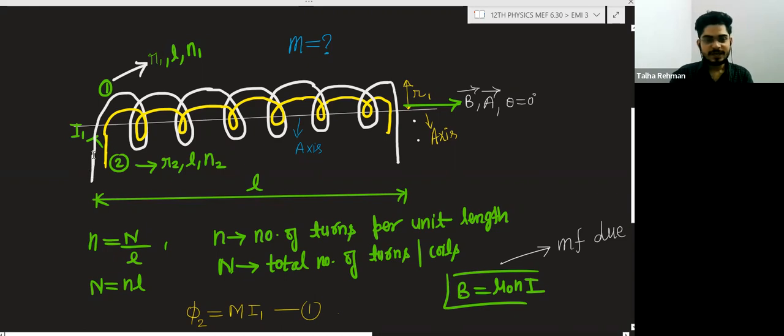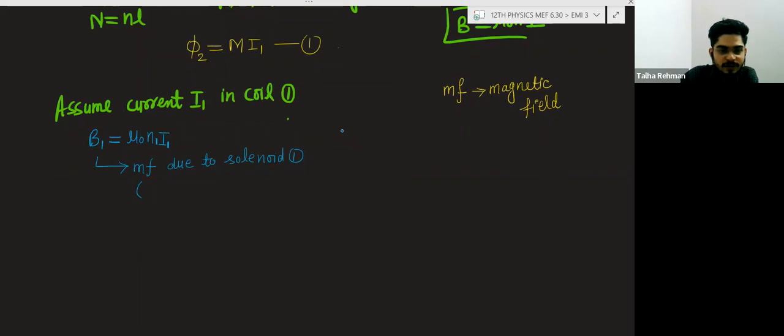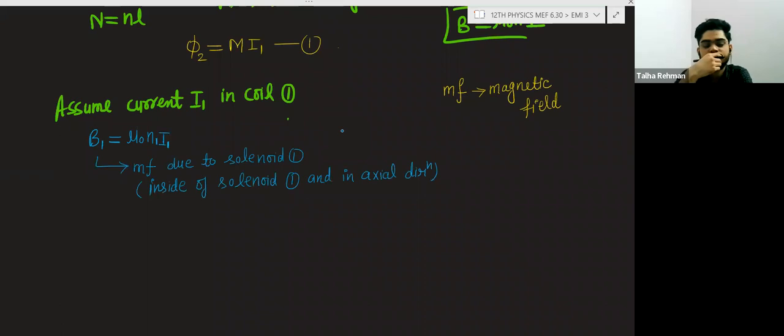So due to the current in the white color solenoid, this solenoid produces some magnetic field, and that magnetic field will be inside this white color solenoid. This thing you should remember. So the magnetic field due to solenoid 1 will be inside solenoid 1 and in the axial direction.